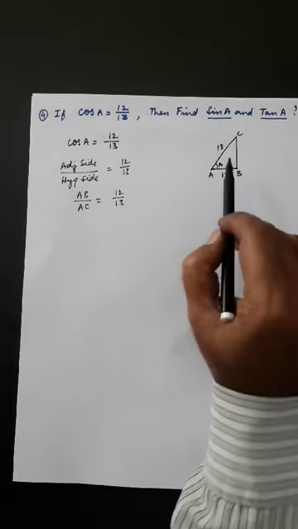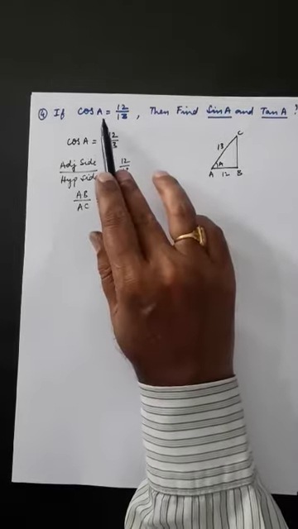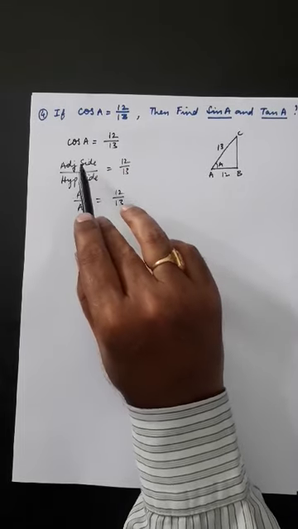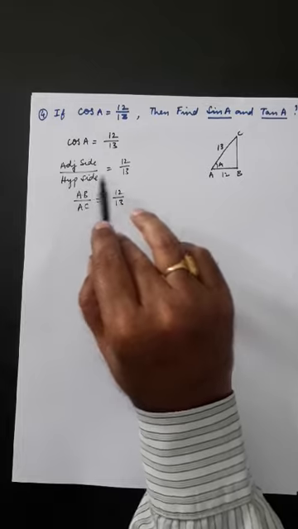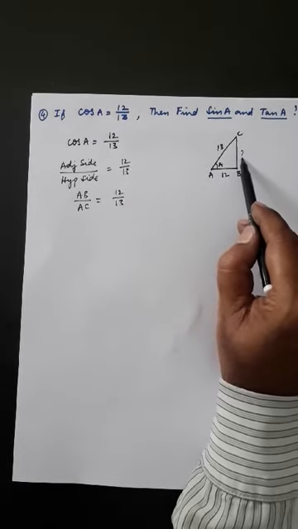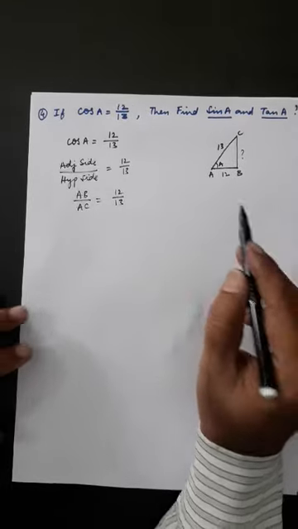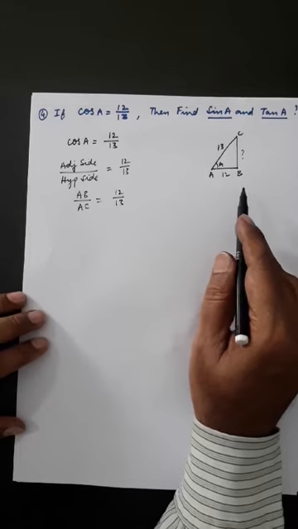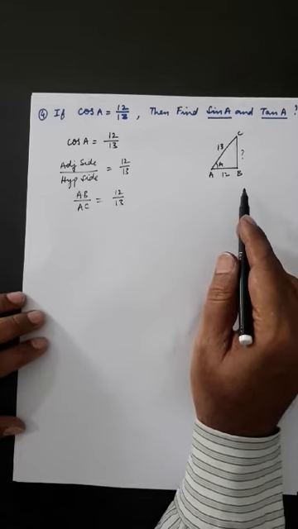So instead of giving sides, he has given cos A. Cos A is adjacent side by hypotenuse side. So the adjacent side is 12, the hypotenuse side is 13. Now we need to find BC, the opposite side. So how to find BC?